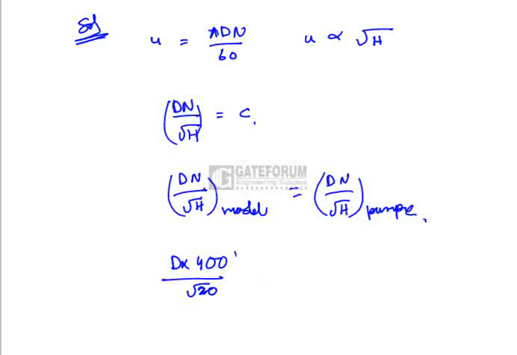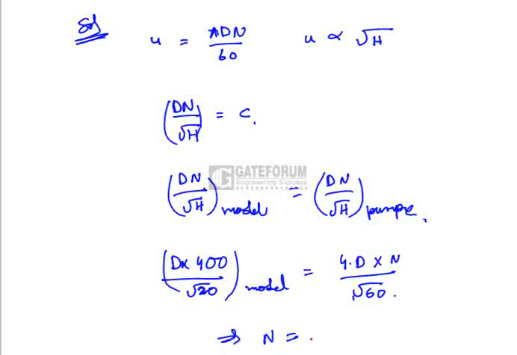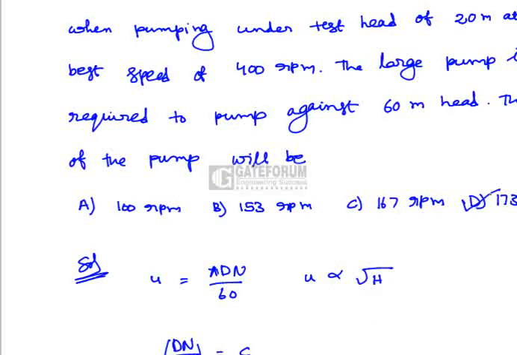So which is equal to 4 times the diameter of the model into n by, and the head available for the pump is 60. So from this equation we get n equal to 173 rpm. So here the right answer is 173 rpm, and in the options the correct option is D. D is the right answer.